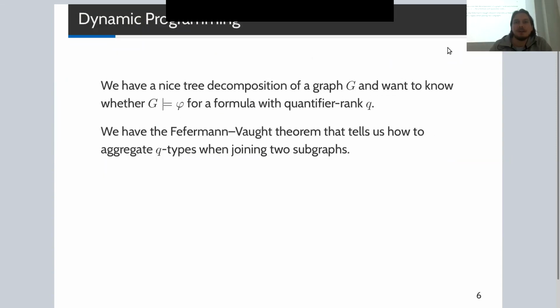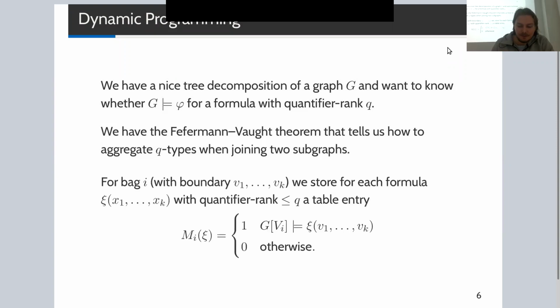We wanted to do dynamic programming now, and in order to do that, we need to fix our q. If in the end we want to evaluate the formula phi of quantifier rank q, then this is the q for which we're going to compute our q-types. The way we defined our records was like this. We have a table M_i for the bag i, and we put the formula psi_i into the table with the value 1 if psi_i holds on the vertices below the current bag, and 0 otherwise. This way we store the truth value of all formulas of quantifier rank q whose variables correspond to the vertices of the bag. So in a sense, we store everything that MSO1 can say about the graph below the current bag, and also about the vertices in the bag.